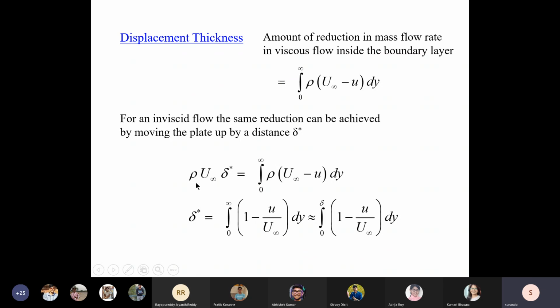So for incompressible fluid, and u infinity of course is not a function of y, I can have this integral from 0 to infinity approximated by 0 to delta, because nothing happens beyond delta, or whatever be its effect, it's going to be extremely small. So delta star, the displacement thickness, can simply be evaluated by this. Any question?